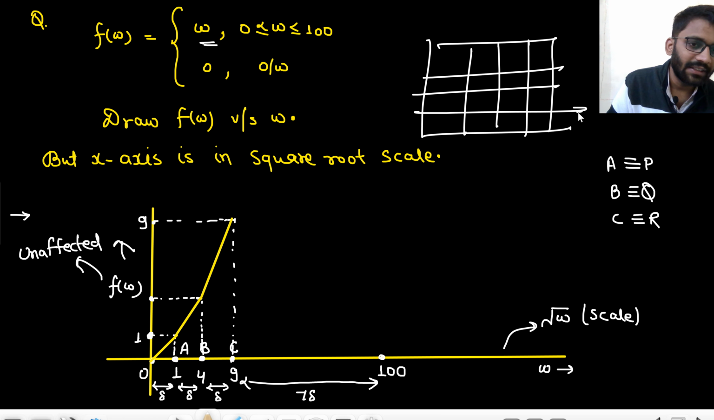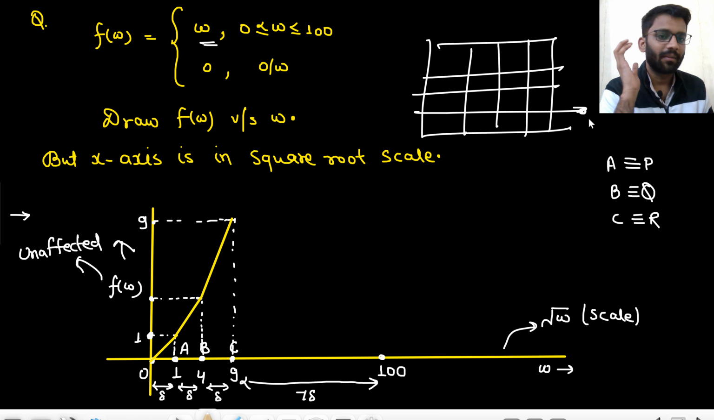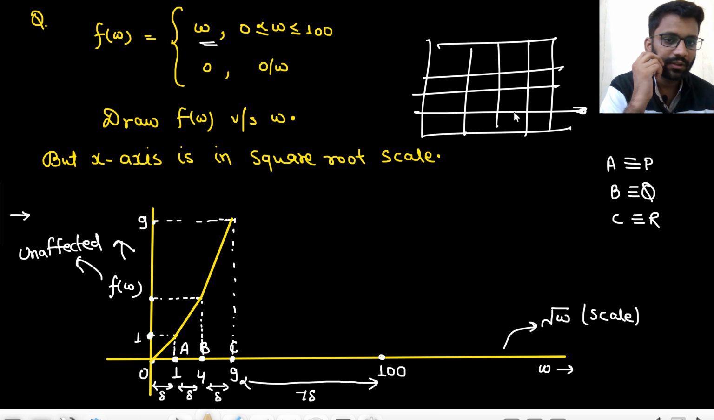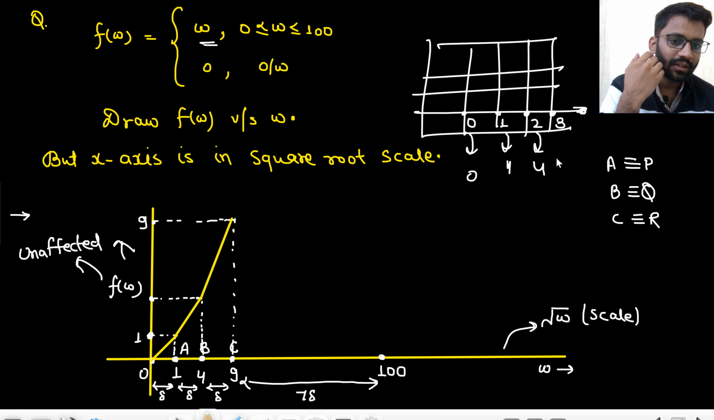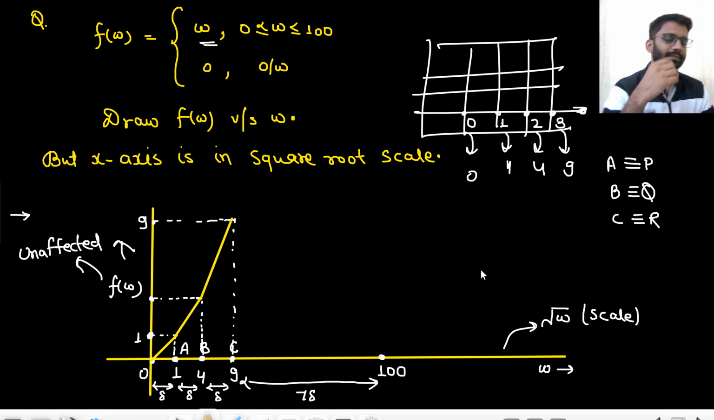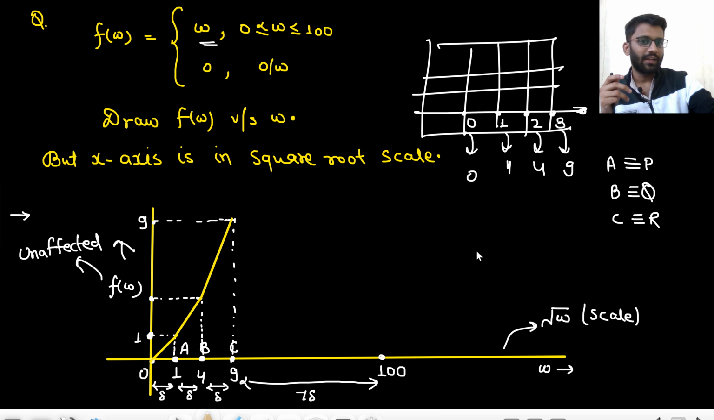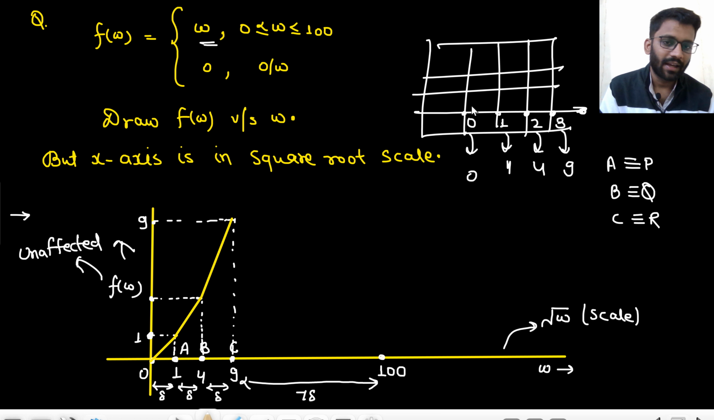This graph thinks my axis is root of omega, but I am putting the values of omega. So if I put omega equals 4, the graph will think 2 is there. If I put omega equals 1, the graph will think 1 is there. If I put omega equals 0, the graph will think 0 is there. If I put omega equals 9, the graph will think 3 is there. But actually, this is 0, this is 1, this is 4, and this is 9 I am putting. I am putting omega equals 9, the graph is thinking it is 3. So, we can have a constant gap of delta between them.